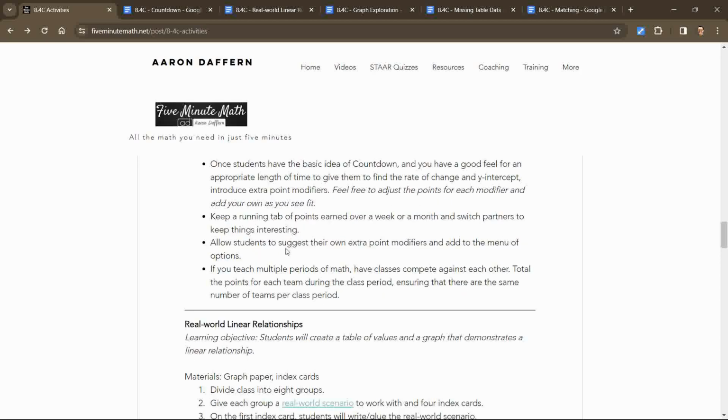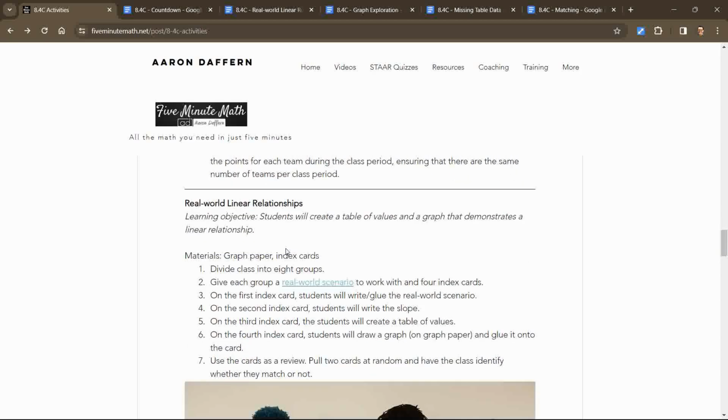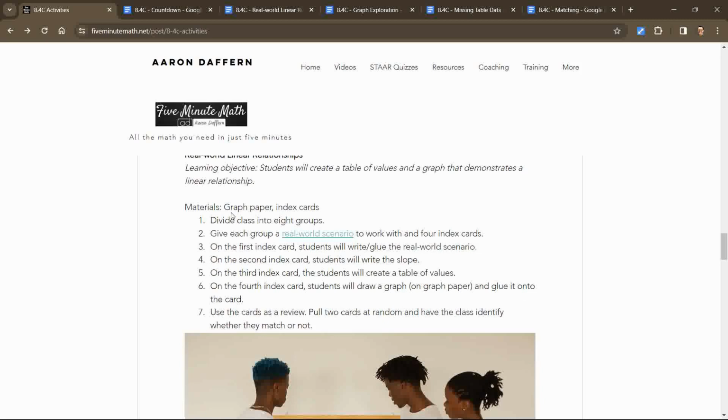The next activity is called real-world linear relationships. We want students to create a table of values and a graph that demonstrates a linear relationship. For this activity, we are going to need graph paper and some index cards. What you want to do is divide the class into 8 equal groups, and then give each group a real-world scenario to work with, and then 4 index cards per group.